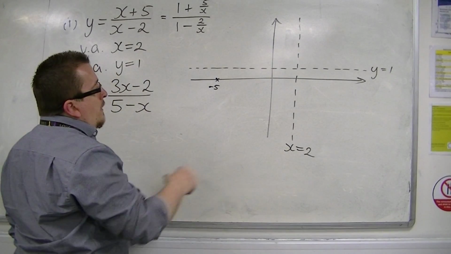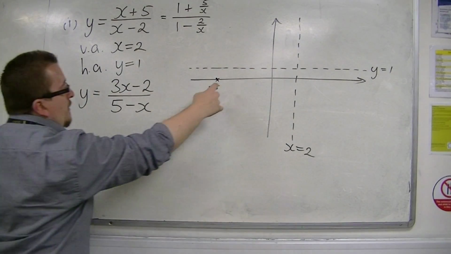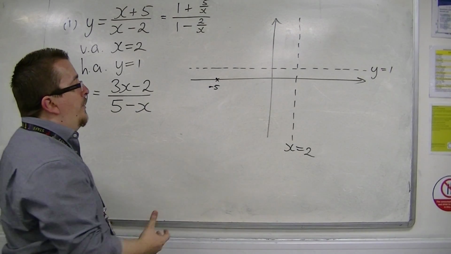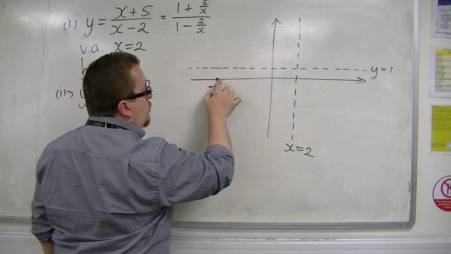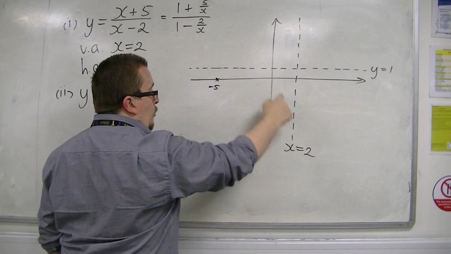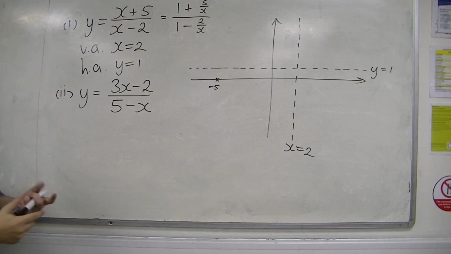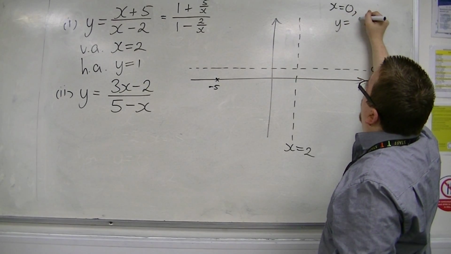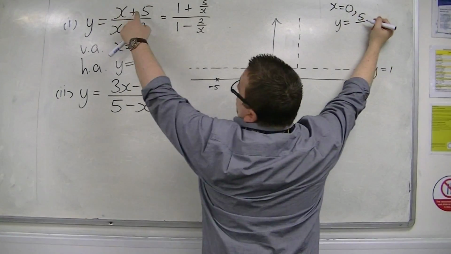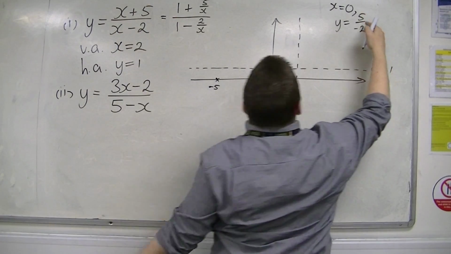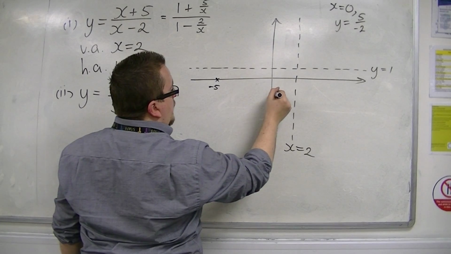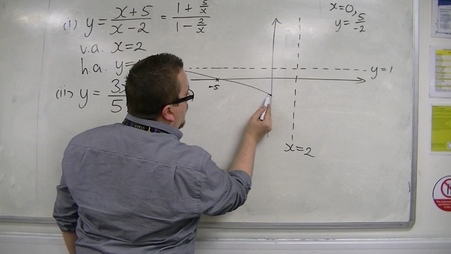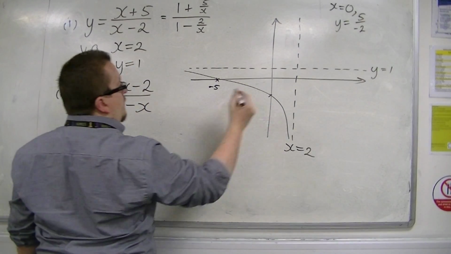So I know that the curve cuts the x-axis at minus 5. Does it cross the y-axis? I would assume that it does. In order for it to cross here, it must probably cross here in order to then approach x is equal to 2. So when x is 0, we get y is equal to 0 plus 5 over 0 minus 2. So we get minus 5 halves. So the curve will look something like this.